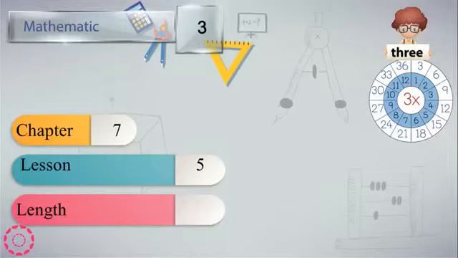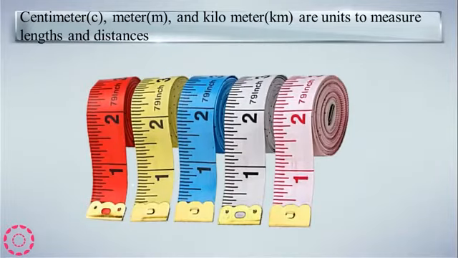We have Mathematics 3, Chapter 7, Lesson 5. Our subject is length. How can we say this is the longer, this is the shorter? Of course, we have special units, special tools to measure the length.